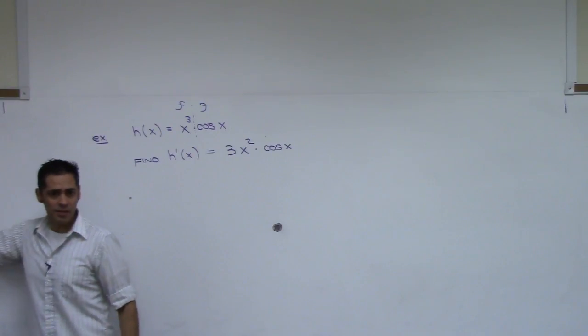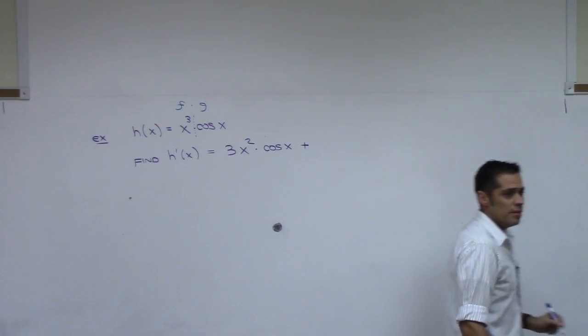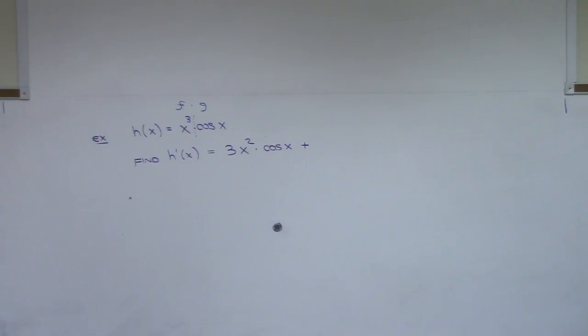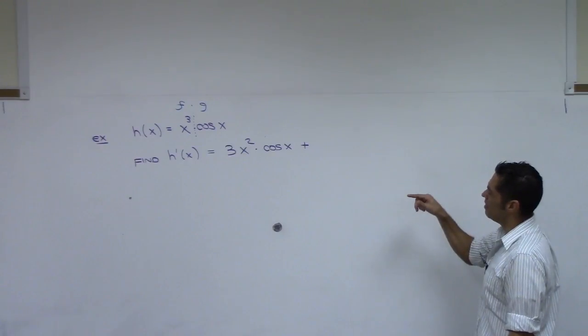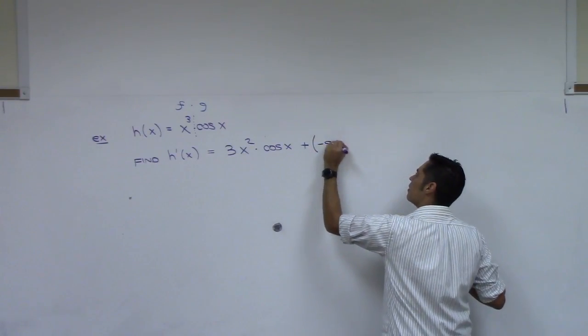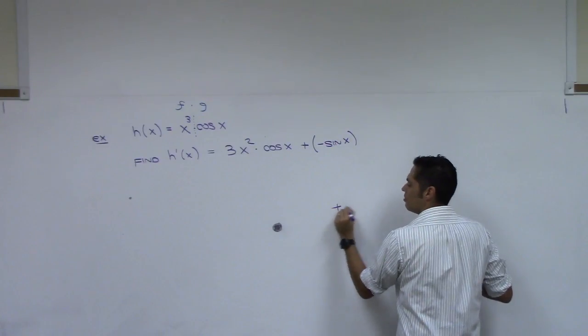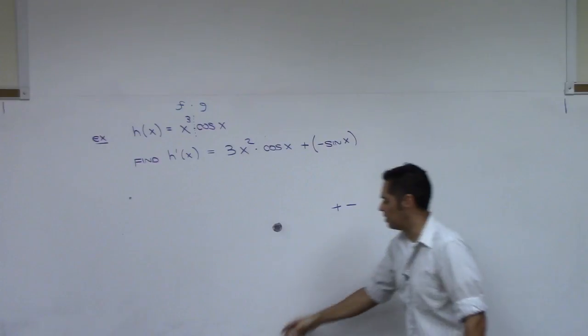And then I have plus, and now the derivative of g. The derivative of cosine of x is negative sine x. So I have a plus there, and then I'm going to need a minus. I need to put that in parentheses, negative sine x, because it's not good notation to write plus minus ever. So we'll just put it in parentheses.